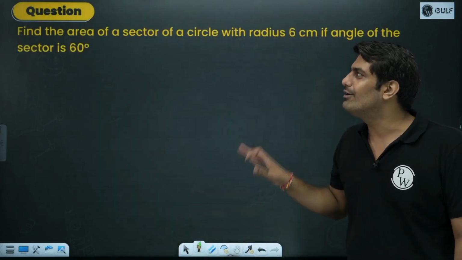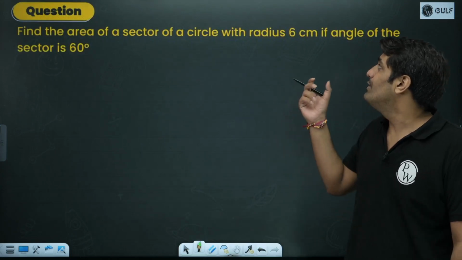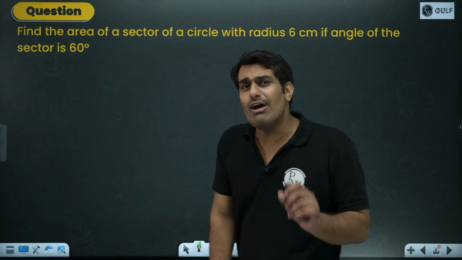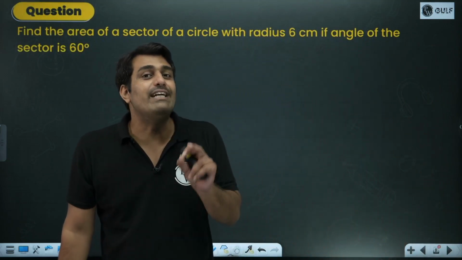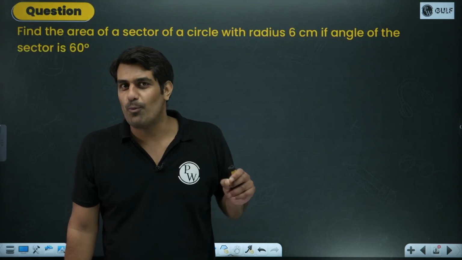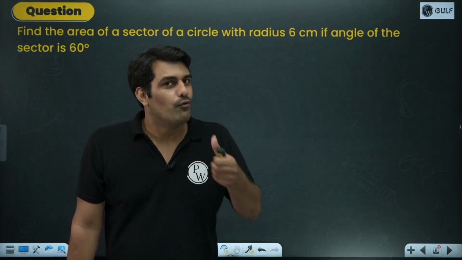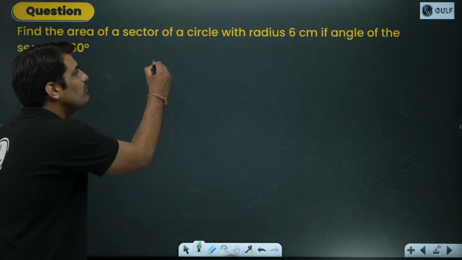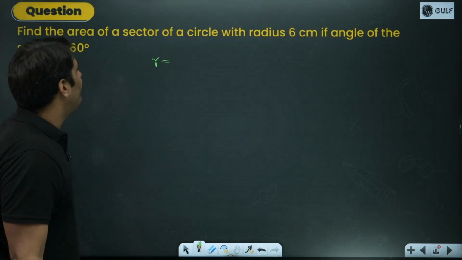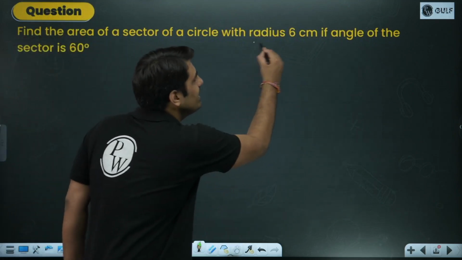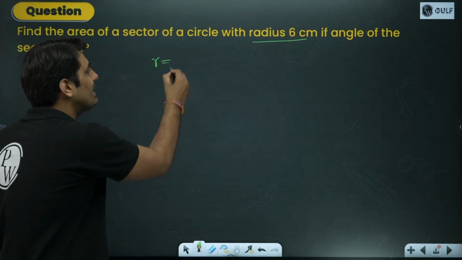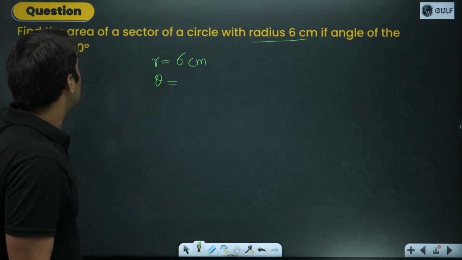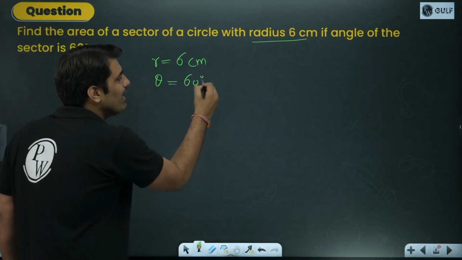So see, over here we are talking about the area of the sector of a circle with radius 6 centimeter, if the angle of the sector is given as 60 degree. If you focus on the formula, there are two variables which are required for us to know. What are these two? First thing is the radius, and second thing is the central angle, that is theta. If we have these two values, what two values, sir? The radius is given to me as 6 centimeter over here. And the theta, the central angle, is given to me as 60 degree, then I can calculate the area of the sector.